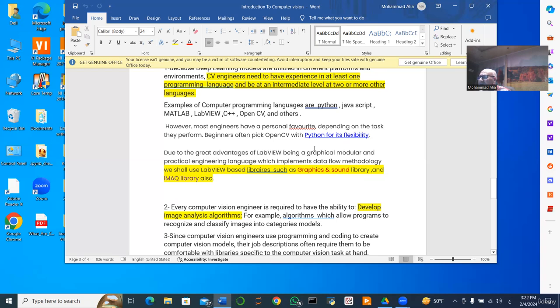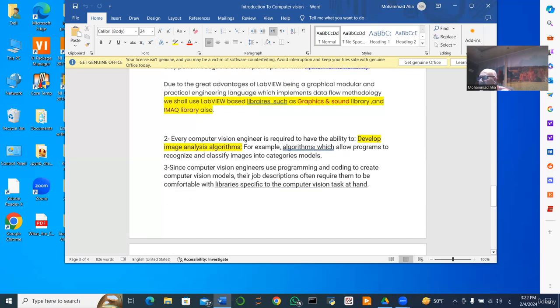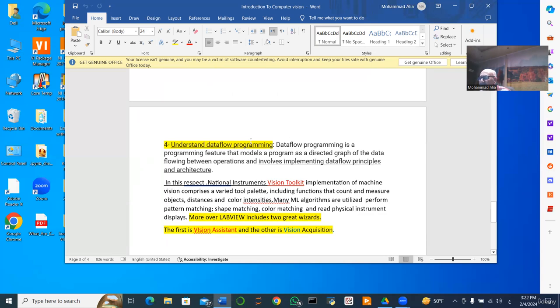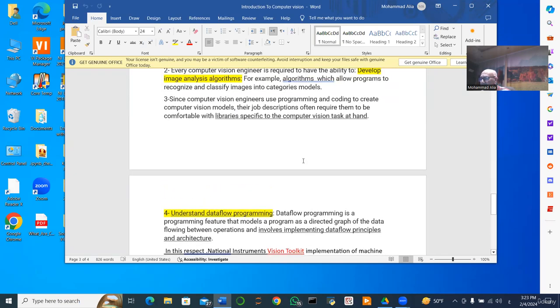One of the most important reasons for that is that the computer vision engineer must understand data flow programming. A programming feature that models a program as a directed graph of data flowing between operations, and of course involves implementing data flow principles and architecture. This specific property is included in LabVIEW clearly, and it is one of the basic foundations for LabVIEW programming.